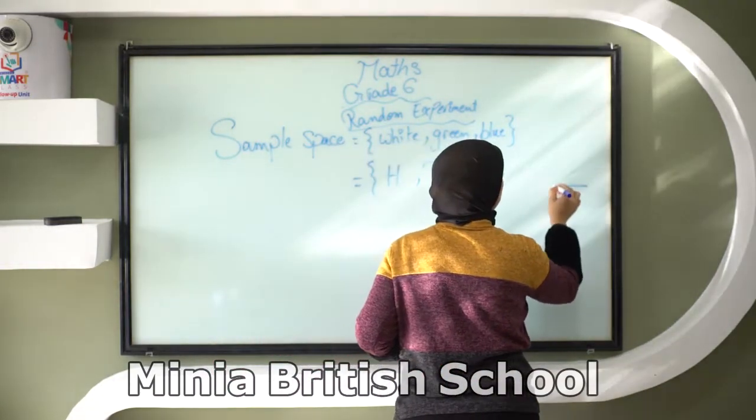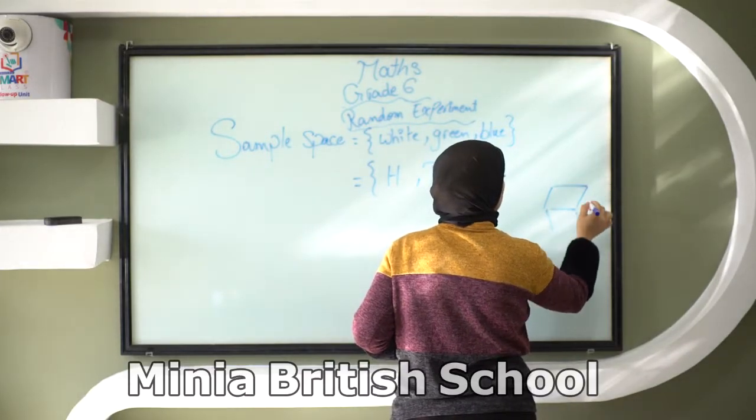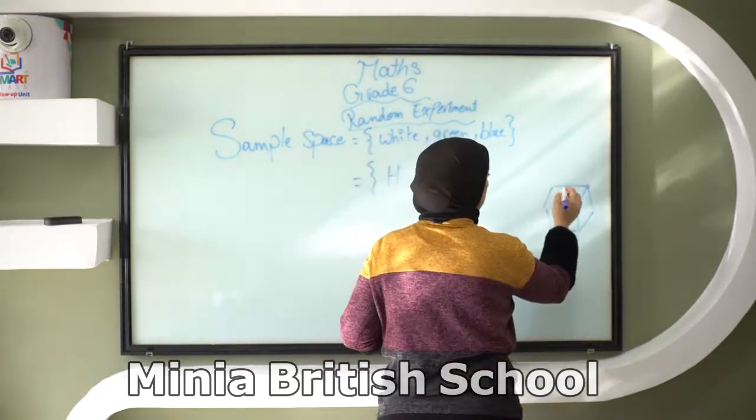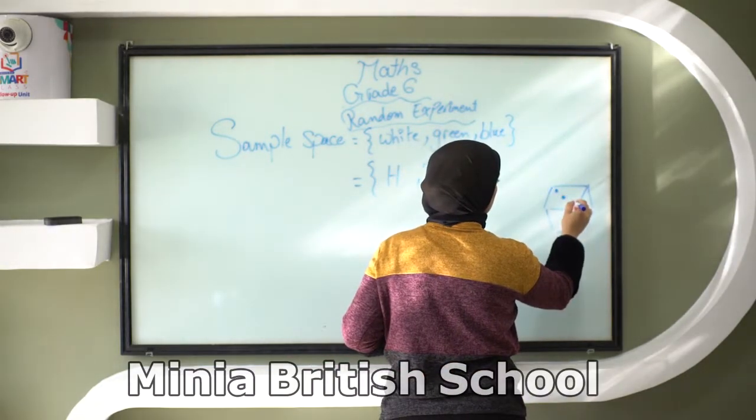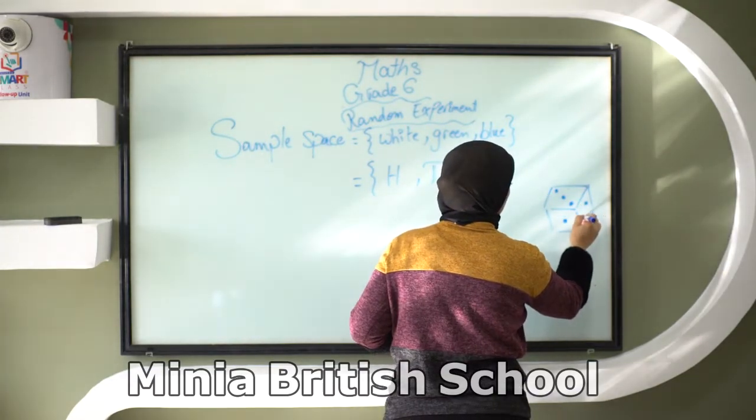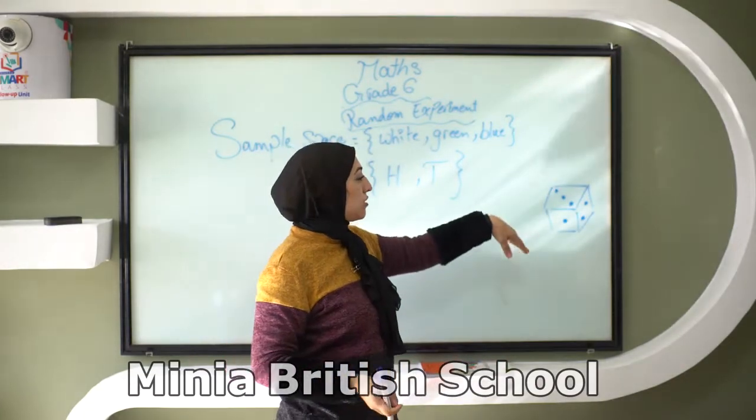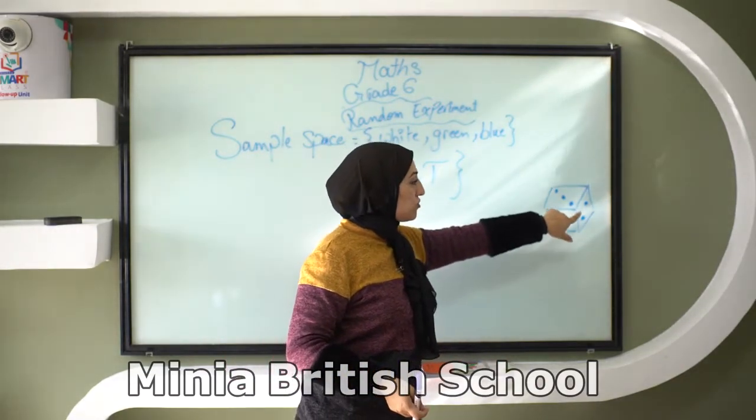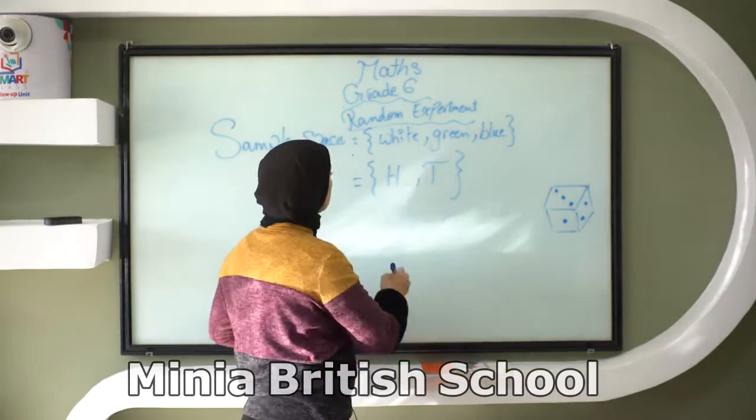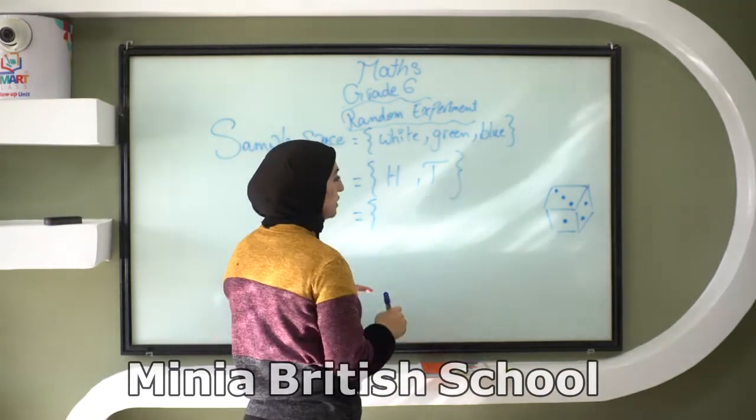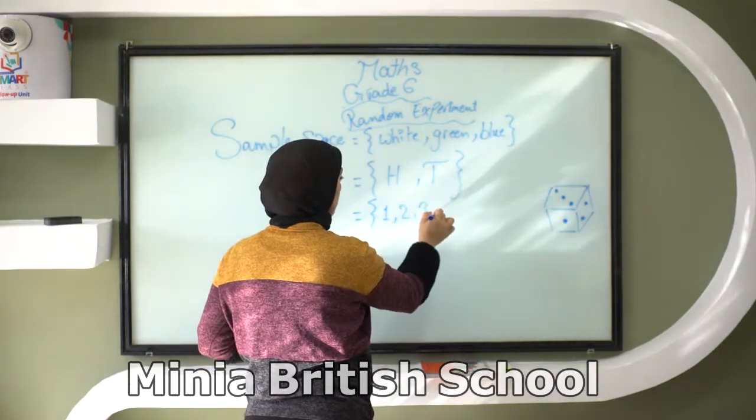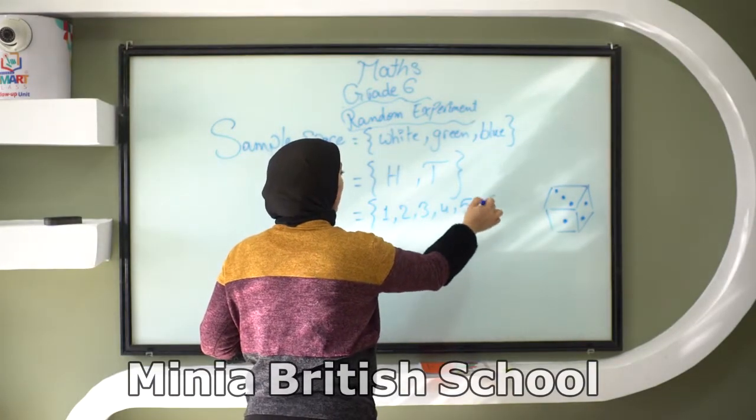Do you know the cube? This is the die. It has faces 1, 2, 3, and the other faces 4, 5, and 6. This is a die. So the outcomes are 1, 2, 3, 4, 5, and 6.